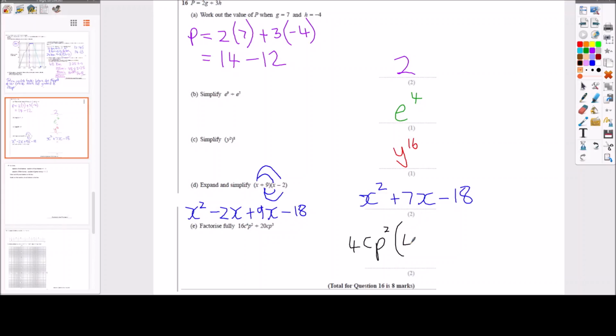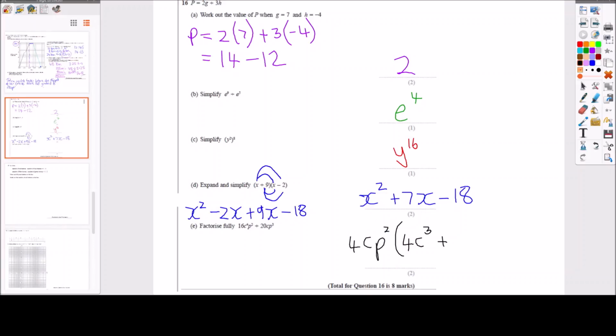Now, 4cp squared times what would give you 16c to the 4 p squared? Well, we need another 4, because 4 4s are 16. We need another c cubed, because c times c cubed would be c to the 4. We already have the p squared. Now, get the sign right. It's a plus. And repeat.